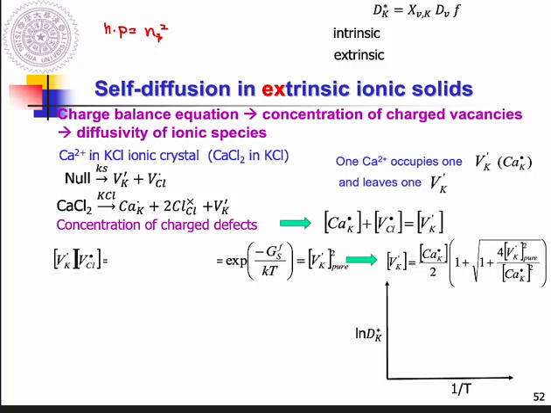Okay, so as we mentioned before, under thermal equilibrium conditions, for intrinsic semiconductors, the concentration of electrons will equal that of holes. So you can get N equals P equals Ni. This is for non-dopant.